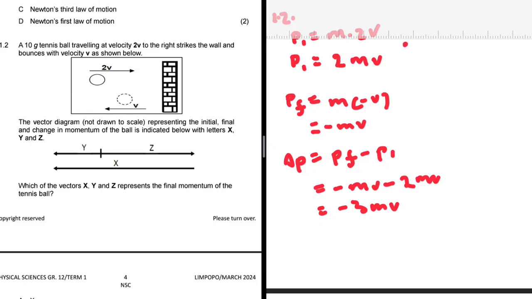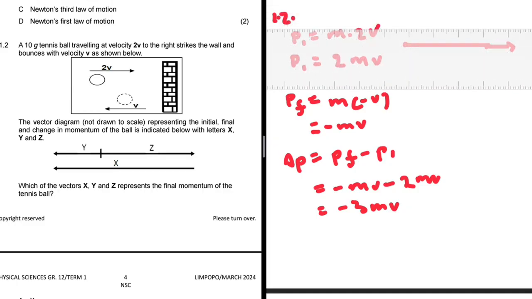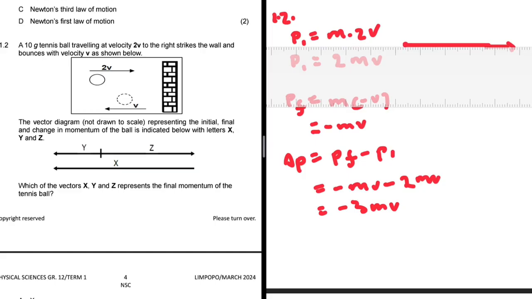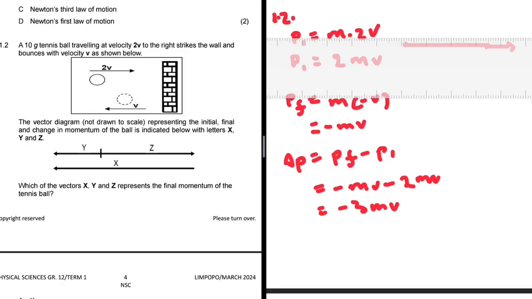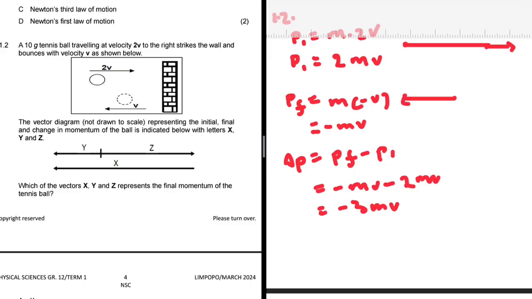The initial momentum, if we're taking direction to the east as positive, should look something like that. So that is about 1, 2, 3. Let's just make it 4 centimeters. So this is the initial momentum, right? And then what about the final momentum? The initial momentum is 2mv. The final momentum is minus mv. So we'd expect that to be about 2 centimeters. So this is the final momentum.